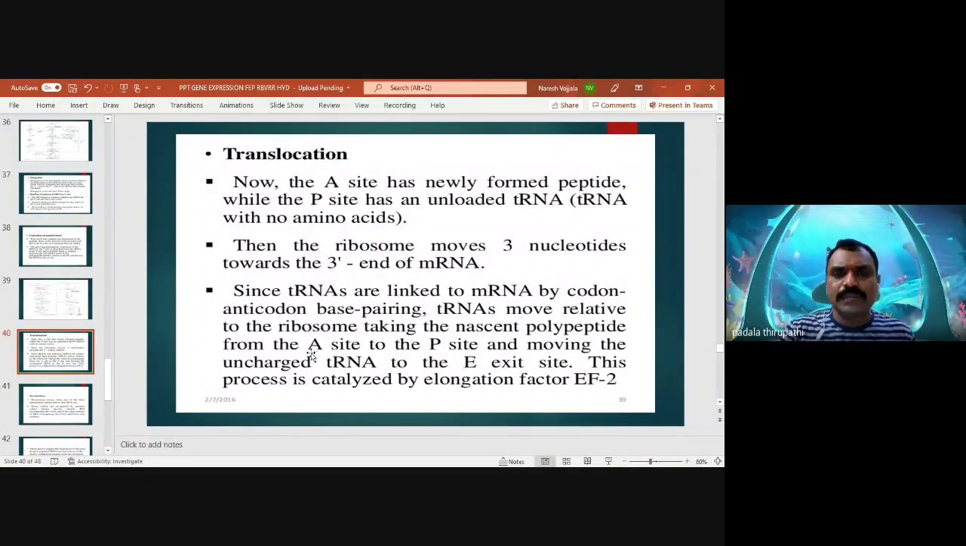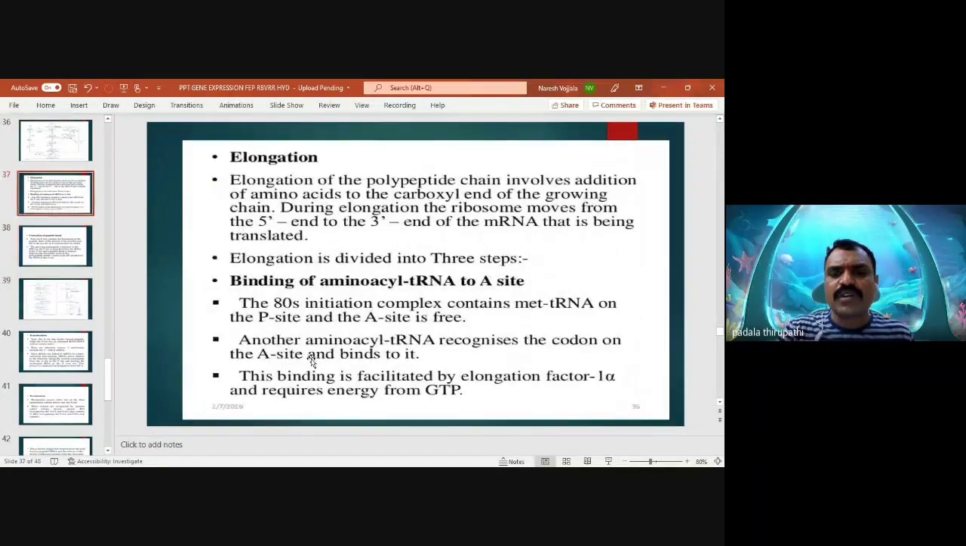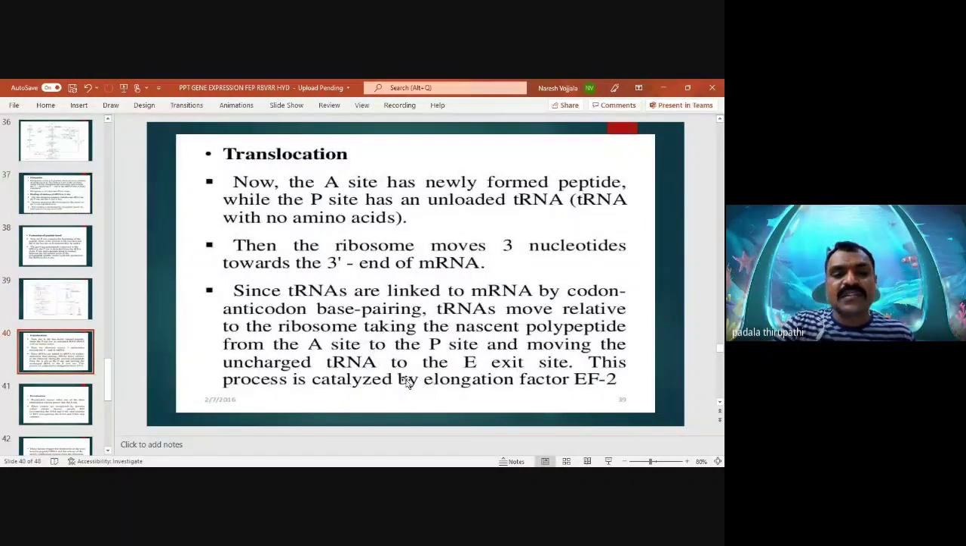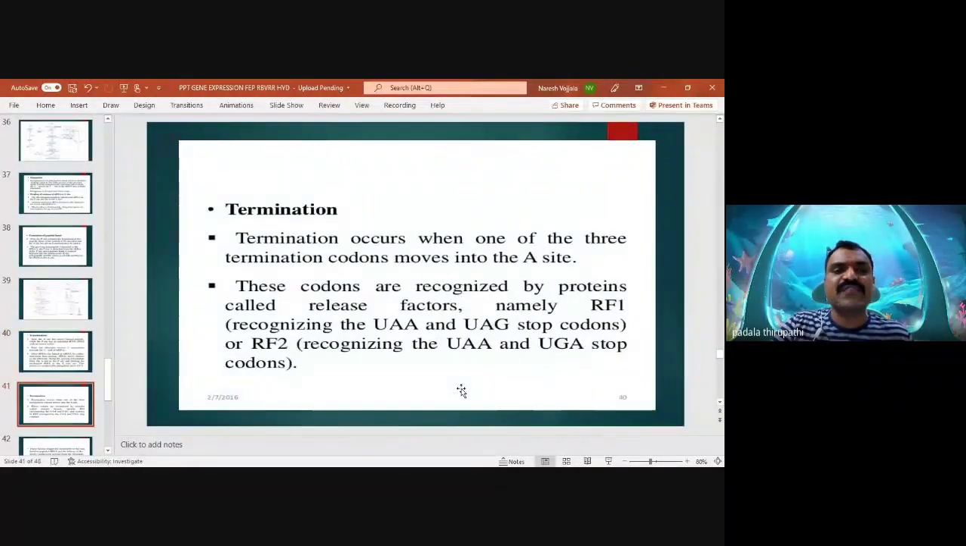Okay, in the previous slide we observed that elongation factor 1 alpha is required for the binding process and requires guanosine triphosphate. At the same time, this entire process needs elongation factor 2, that is EF2. And the third step of the translation process is termination. Termination is the last stage, the end step of translation.